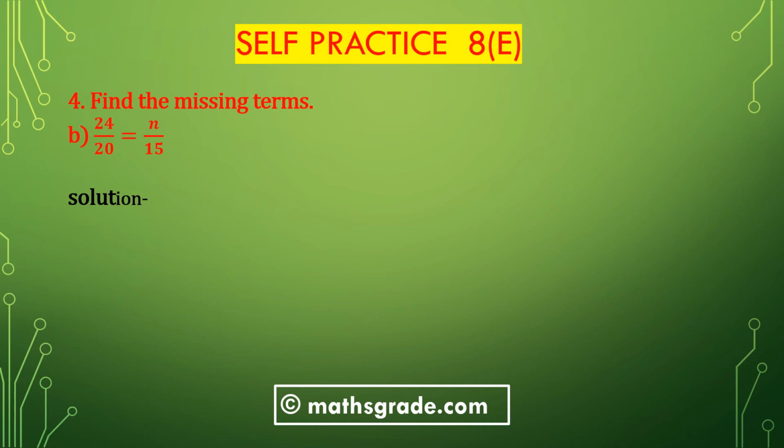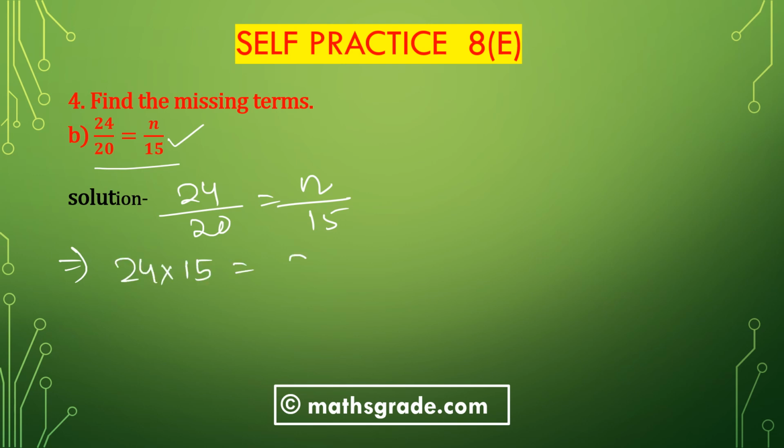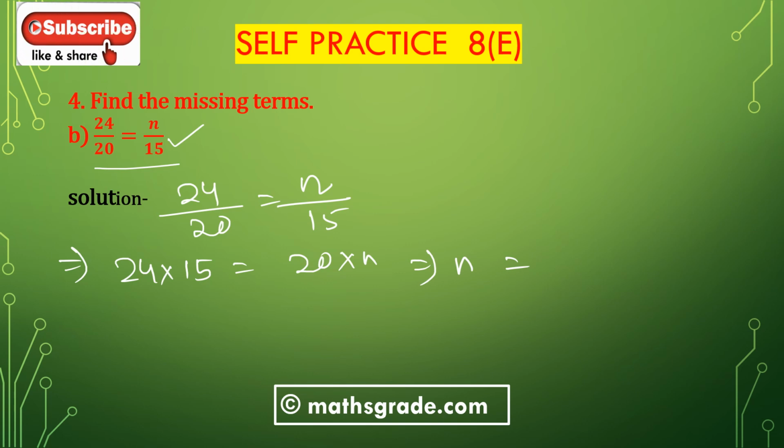Now second part B. 24 divided by 20 is equal to n divided by 15. And crisscross multiply, we get 24 multiplied by 15 is equal to 20 multiplied by n. Then transposing this 20, here 20 is multiplied by n. When transposing 20 to the left hand side, this multiplication changes to division, because multiplication and division are inverse operations. So n is equal to 24 multiplied by 15 divided by 20.